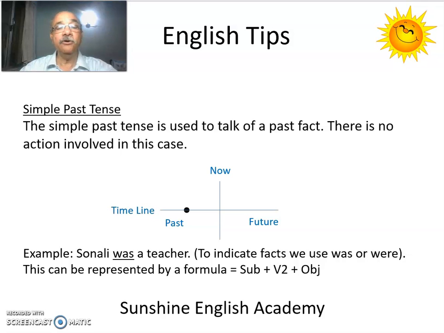The formula for this simple past tense remains the same: subject plus V2 plus object. So we have seen three uses of the simple past tense. The first was to talk of an action at a point in time in the past. The second was to talk of an action that happened regularly in the past. The third was to talk of a past fact.